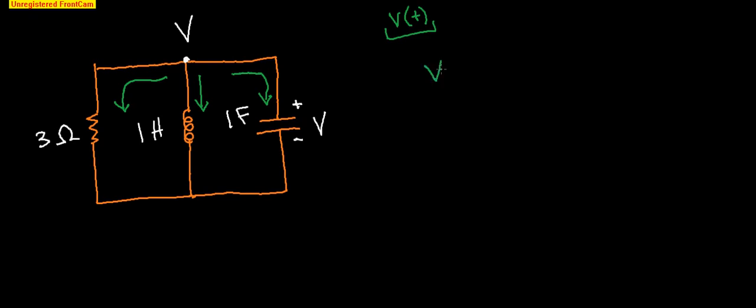So we had V over 3. That is the current through this branch, right? Voltage divided by resistance gives us current. Plus current of the inductor, so I of L. Plus the current going through the capacitor, which is I of C. Equals 0.